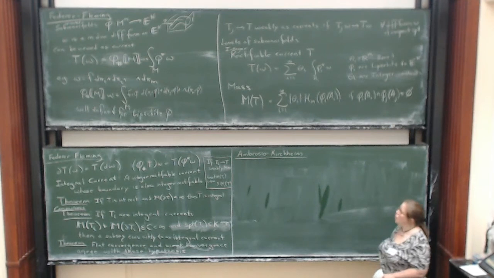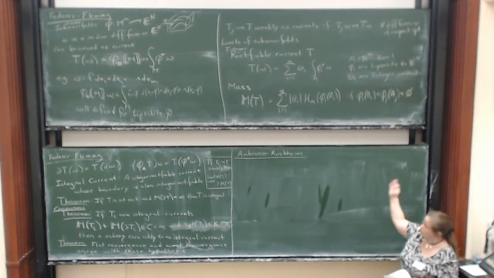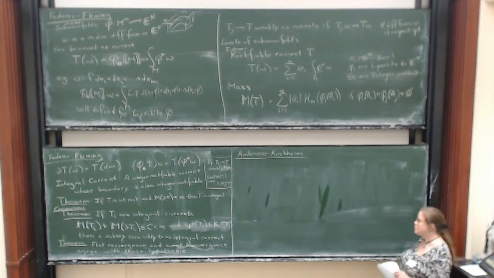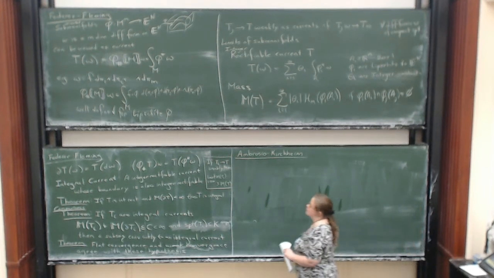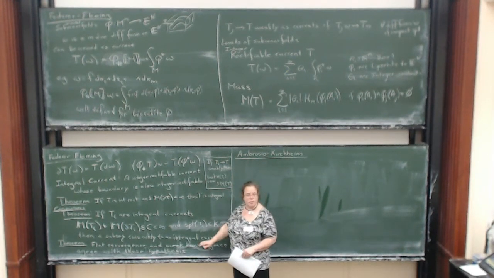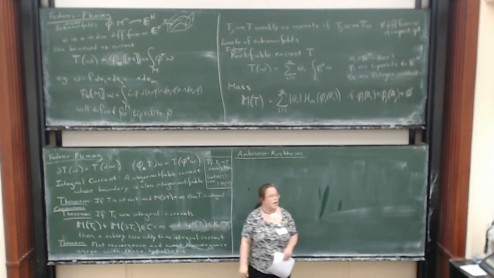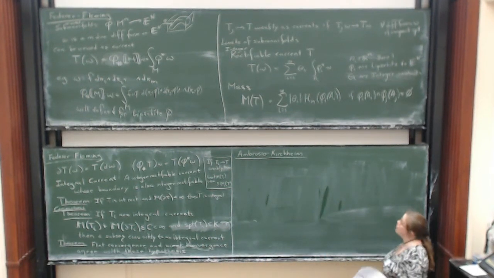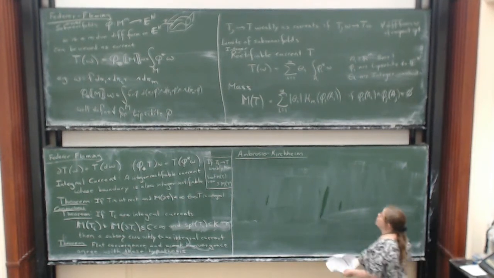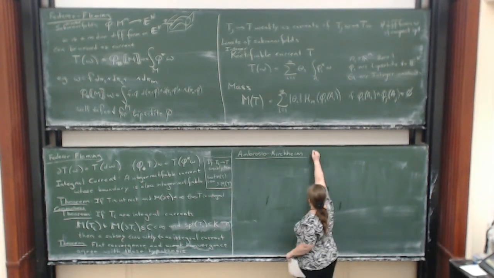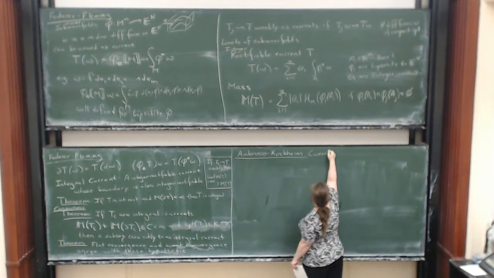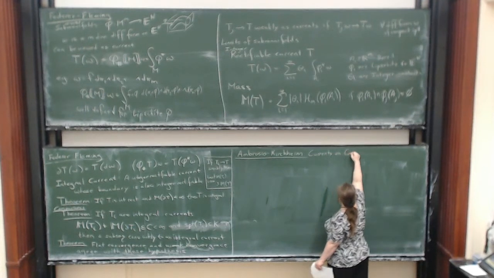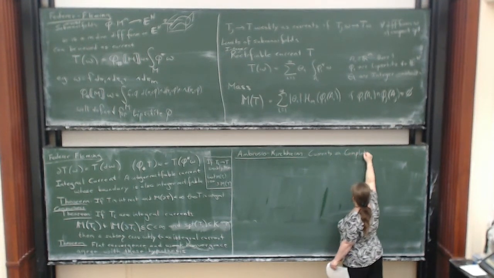The first whole, they want to repeat this Federer-Fleming world. And in some sense, they achieve every single thing that Federer and Fleming have achieved, with completely new proofs and extended. Of course, the problem is that there are no differential forms. So we want to define currents on metric spaces. Let's emphasize that they're complete metric spaces.